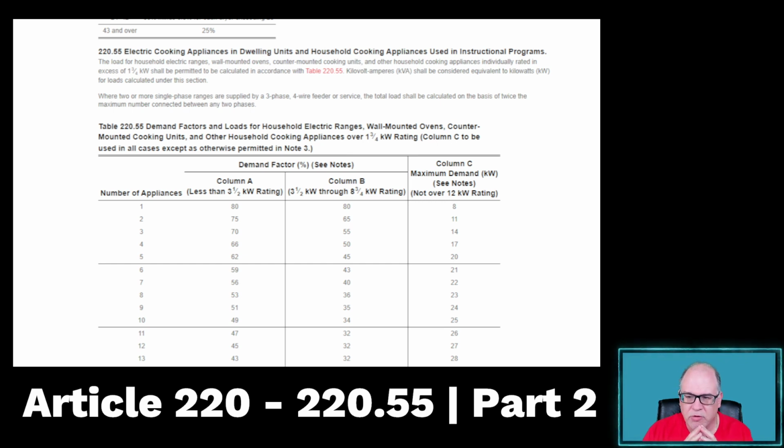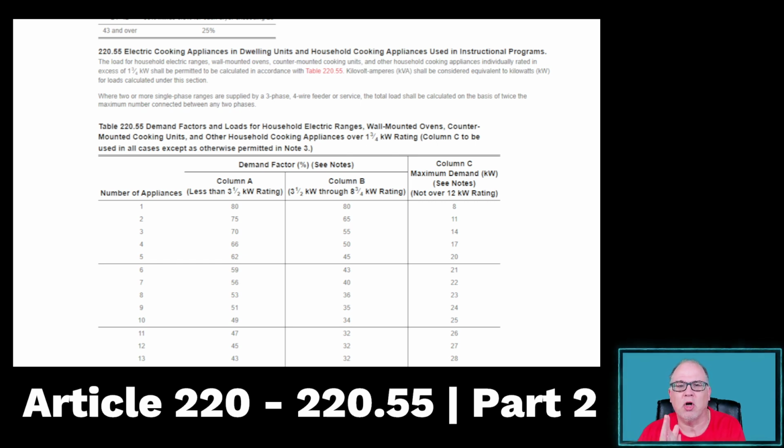Now, it's interesting. Let's read this real quick. It says, table 220.55, demand factors. So this is your demand factor. So in that question I asked you, I want to know what is the demand for those different ranges, a 9, a 10, 11, and a 12 kW range individually. So it says table 220.55, I'm reading the bold. Hopefully you got your code book, follow along.